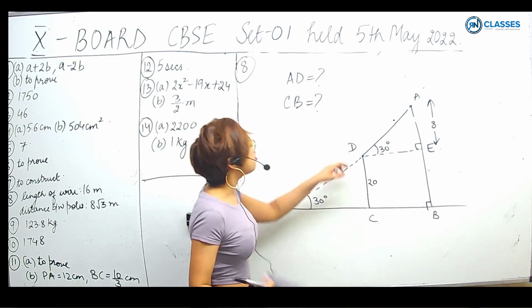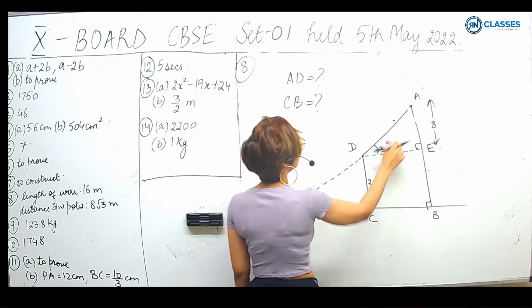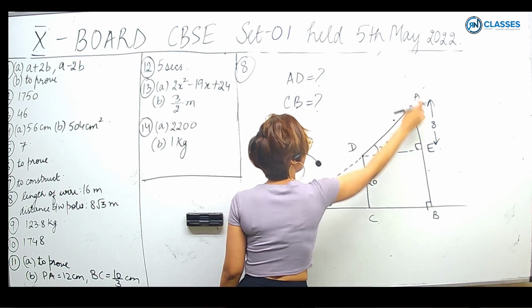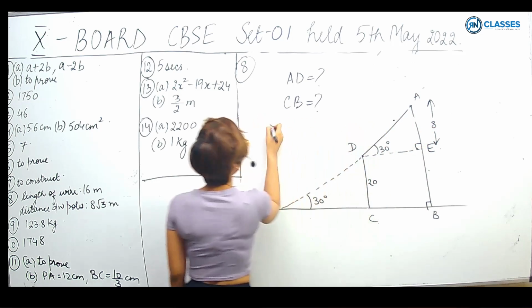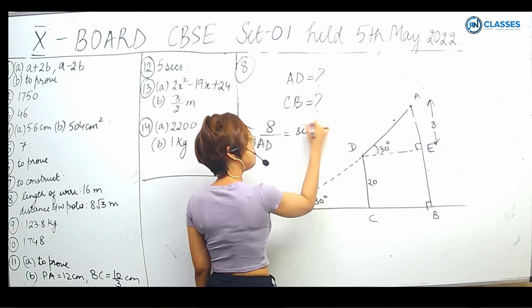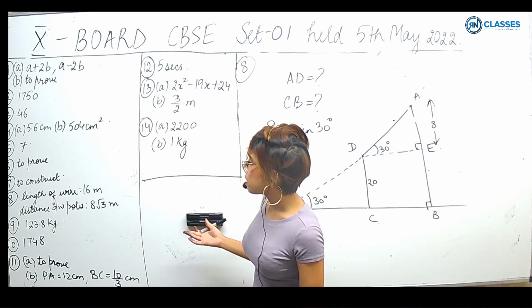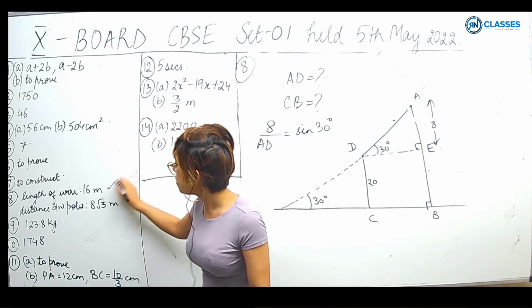Right? I am interested in AD now. So, obviously, 8 is here, 30 is here. I can say, in triangle AED, 8 by AD is equal to sine 30. You can get the answer, and the answer is what? Where is it? Length of the wire. That turns out to be 16 meter.